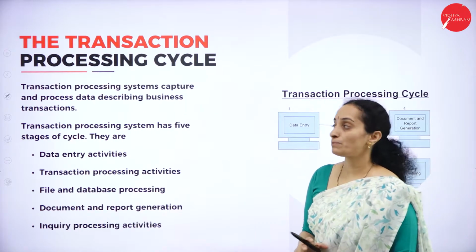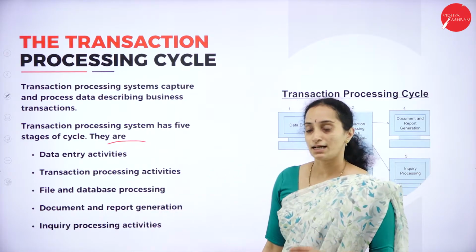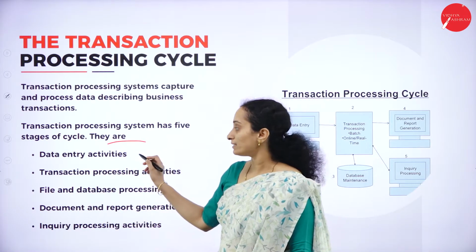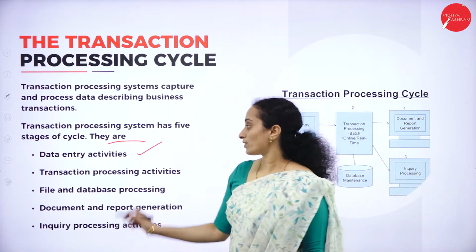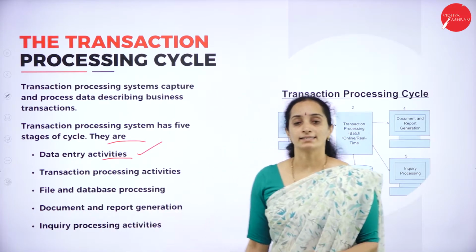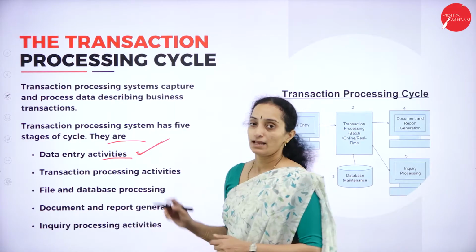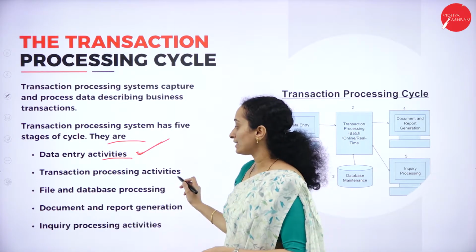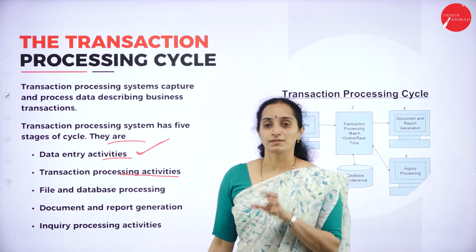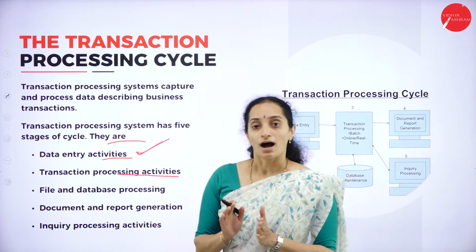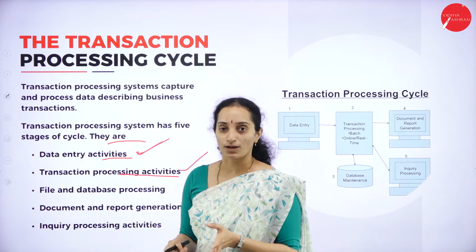In the transaction processing system, we have different stages in the cycle of a TPS. The first thing is entering the data into a particular format, like data entry activities to be maintained in the information system. The next thing is the transaction processing activities. The first step is that we have collected the data. Along with that, we have to process the activities, not only store them.